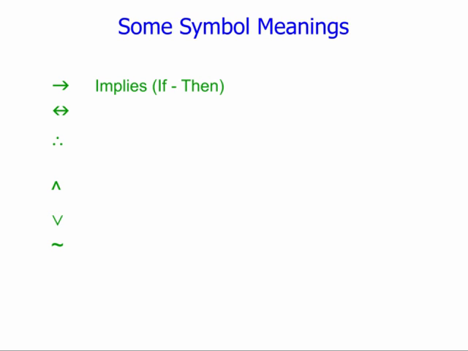Meaning if I've said, for example, P implies Q, or P arrow Q, that's P implies Q, or if P, then Q. So the arrow is an if then. The double arrow is an if and only if statement, or remember we called this a biconditional. So the double arrow means if and only if.